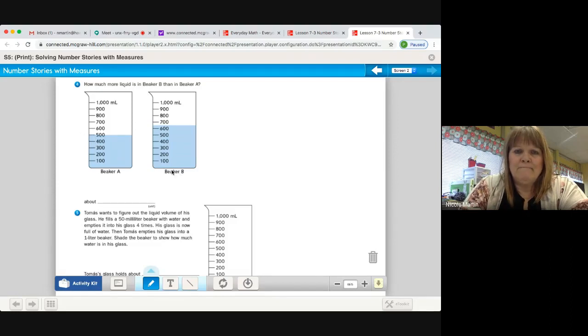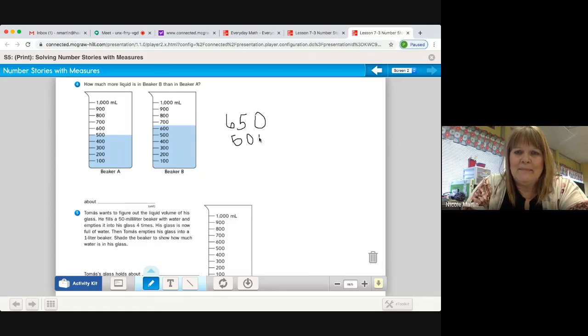And we have beaker B. If you follow the blue, you can see that beaker B is between 600 and 700. So I wonder, what is between 600 and 700? Rory? Yes, you got it, 650. Let's see what our question asks. How much more liquid is in beaker B than beaker A? Beaker B, we said, had 650 milliliters, and beaker A had 500.